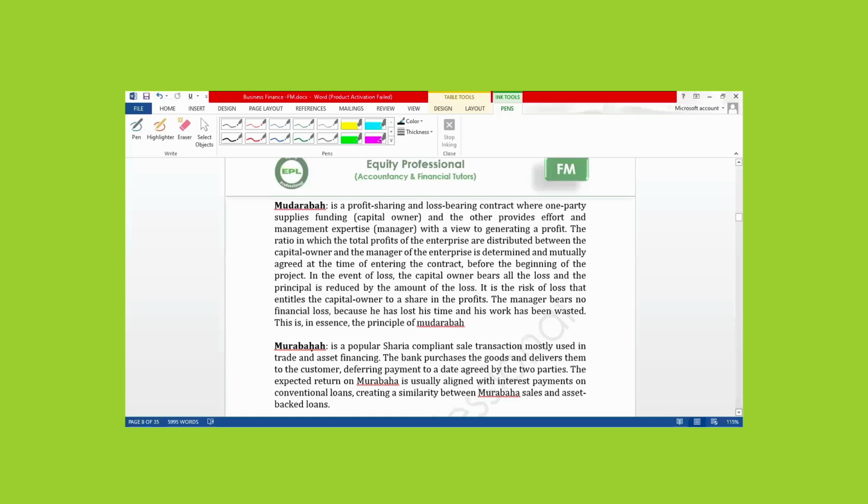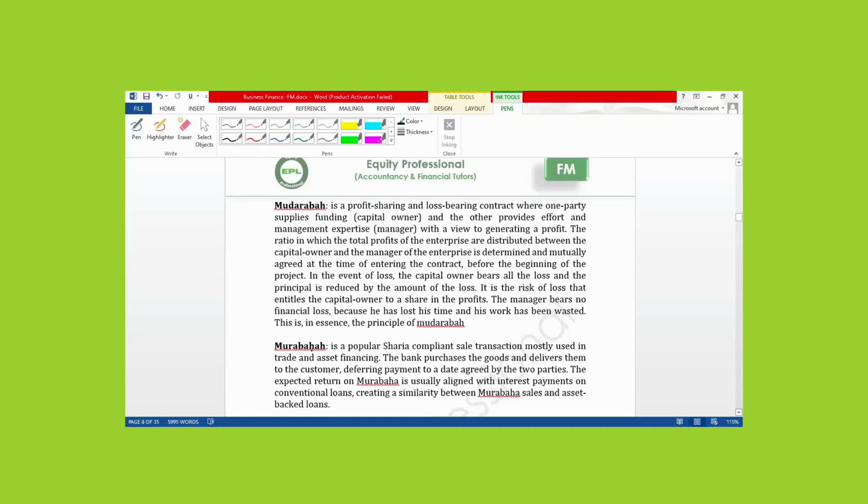The expected return on Murabaha is usually aligned with interest payments on conventional loans, creating a similarity between Murabaha sales and asset-backed loan.